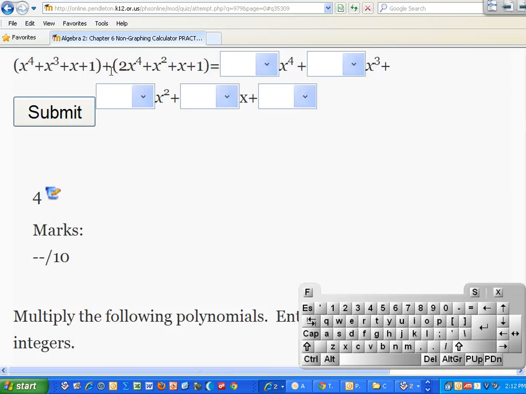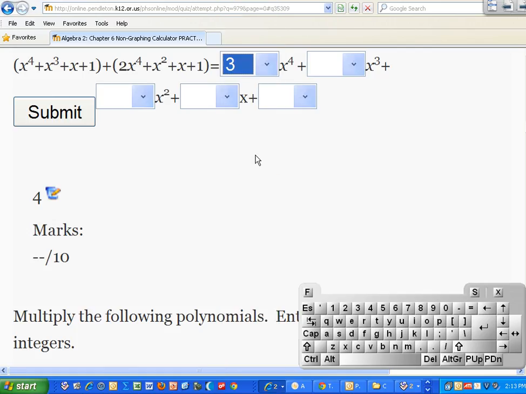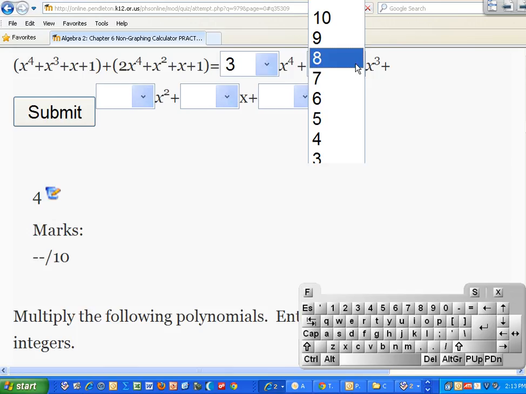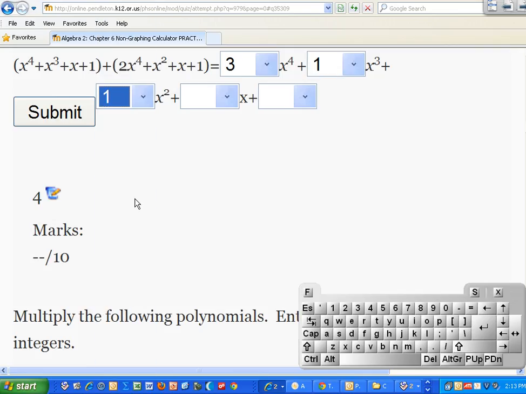X to the 4th, well, how many x to the 4ths are there? I've got, looks like 3 of them. 1x to the 4th plus 2x to the 4th gives me 3x to the 4th. How many x cubes do I have? 1. Okay, that's right. How many x squares? 1. How many x's? 2. And 2.